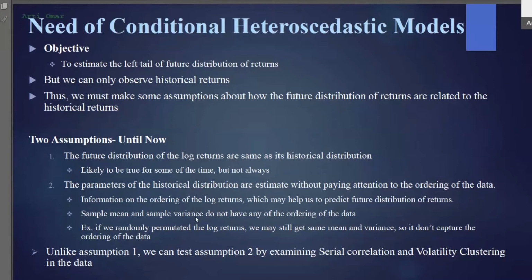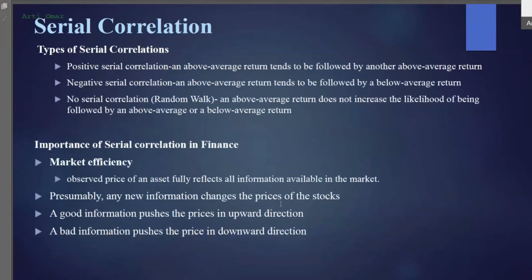Okay. So let me take you through what is called serial correlation. I hope you have already come across serial correlation throughout this workshop, but let me revise it again for the purpose of this session. So what do we mean by serial correlation? We basically have three types of serial correlation. The first is positive serial correlation, the second is negative, and the third is no serial correlation, which is called random walk. I hope you have all heard about the random walk model in the finance area. We very much talk about the random walk in prices.